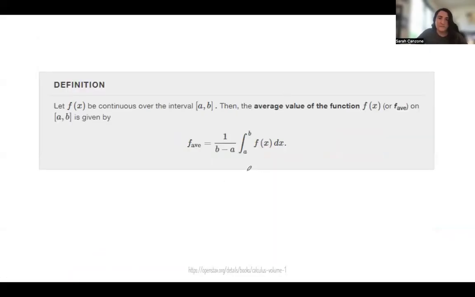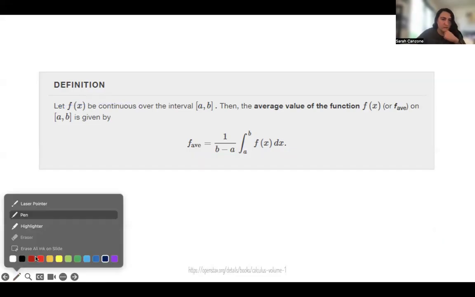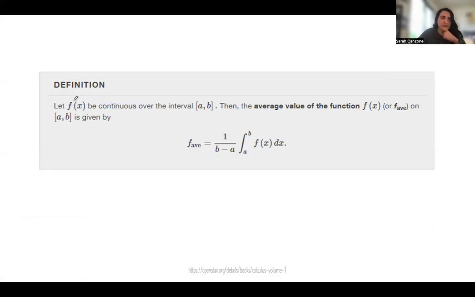This, however, is an important theorem. So this says let f be continuous. I should get a highlighter. All right. Let f be continuous on a to b, then the average value of the function, f average, is given by this right here. So the average value is 1 over b minus a times the integral from a to b of f of x dx. So it's just the integral from a to b, but then you have to multiply by this 1 over b minus a. So if you're ever asked for average value, this is the formula that you would want to find.